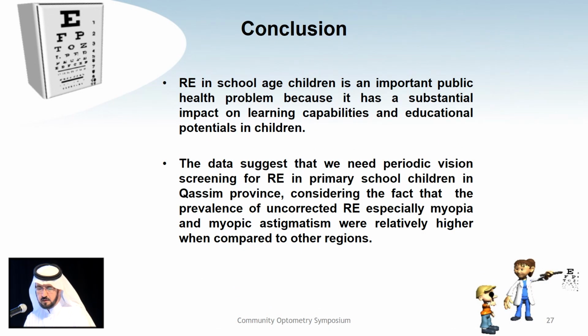We conclude that refractive error in school-age children is an important public health problem because it has a substantial impact on learning capabilities and educational potential in children. The data suggest that we need periodic vision screening for refractive error in primary school children in Qassim province, considering that the prevalence of uncorrected refractive error, especially myopia and myopic astigmatism, was relatively higher compared to other regions.